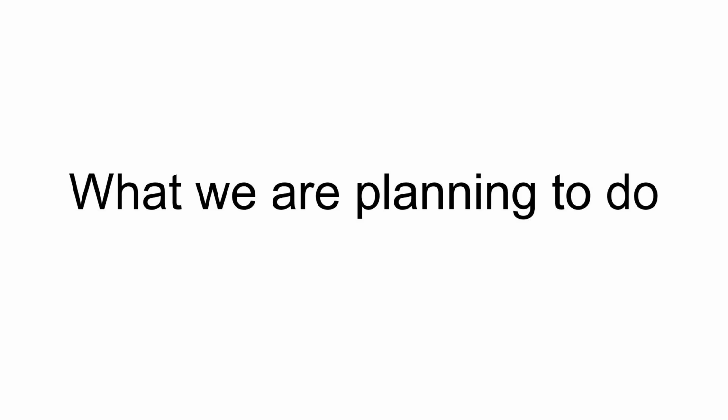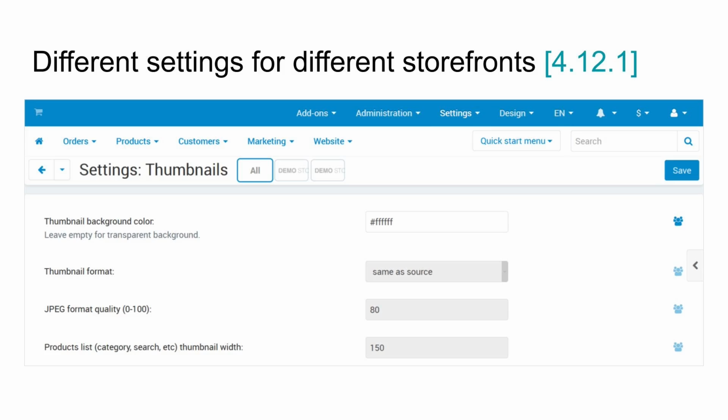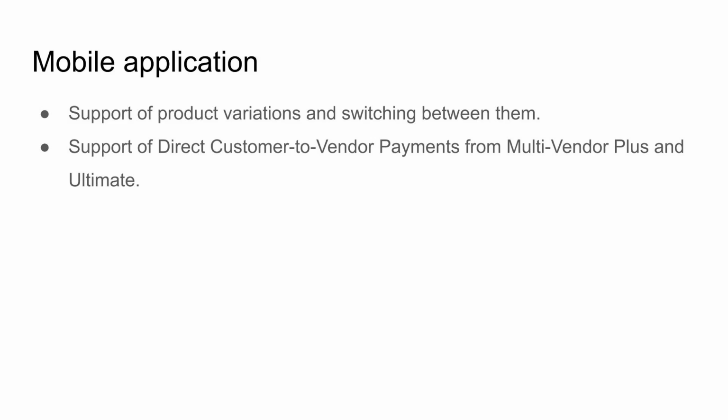And now we have reached the final part, what we are planning to do in the future. The first plan is to let you customize your multi-vendor ultimate storefronts even further by letting you specify different settings values for different storefronts. We also have plans for mobile application. The goal is to have it support some of the important add-ons of multi-vendor.